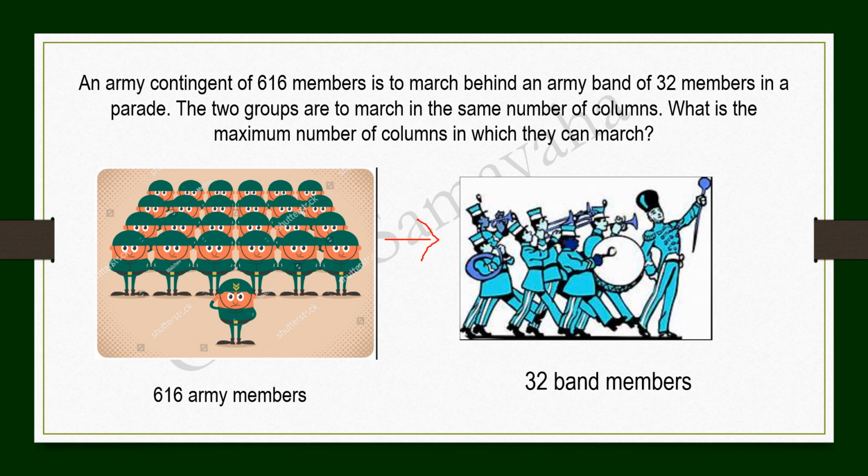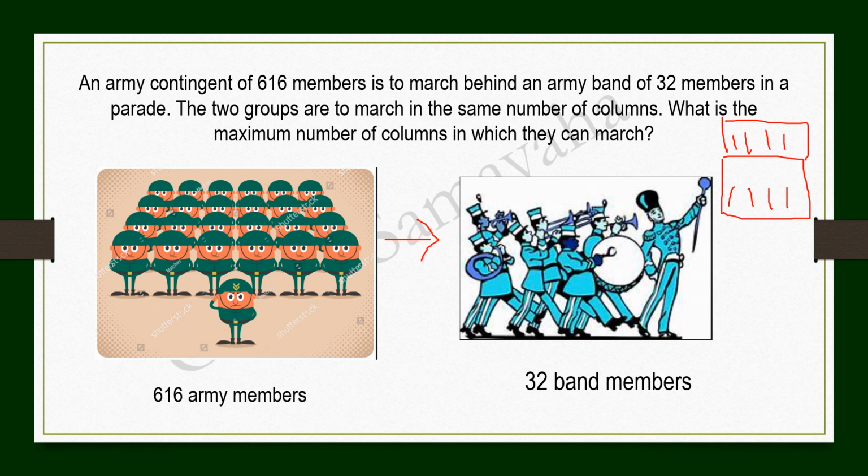Okay. And all of them must be placed in an equal number of columns. So we have the band placed in a certain number of columns. And this army has to follow them. And they also must have the same number of columns as this band. So that is our problem.